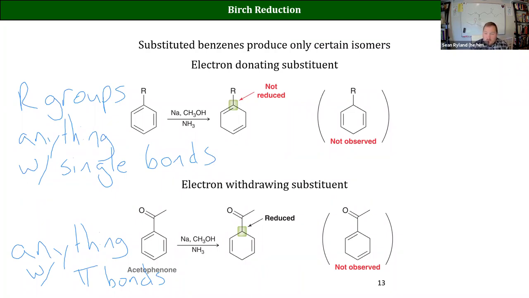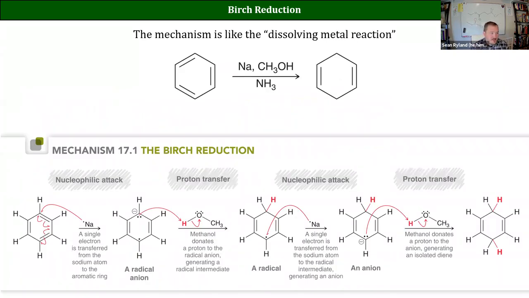And this does somewhat make sense, because if we go back to the mechanism for a second, if this hydrogen was replaced by an electron withdrawing substituent, that means it's pulling electron density away from that carbon, right? If it's pulling electron density away from that carbon, that makes it a better target for the sodium. The sodium electron is going to be more attracted to that, because the electron withdrawing substituent is basically opening up a spot for it. But if you have an electron donating group, you get the exact opposite happening. Electron donating groups are giving electron density to that carbon, and if they're giving electron density to that carbon, that makes it harder for the sodium to also give an electron.